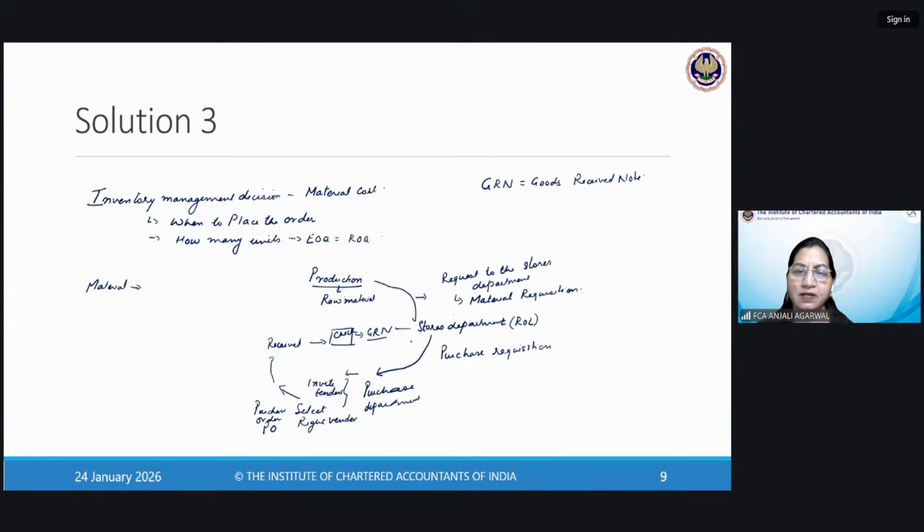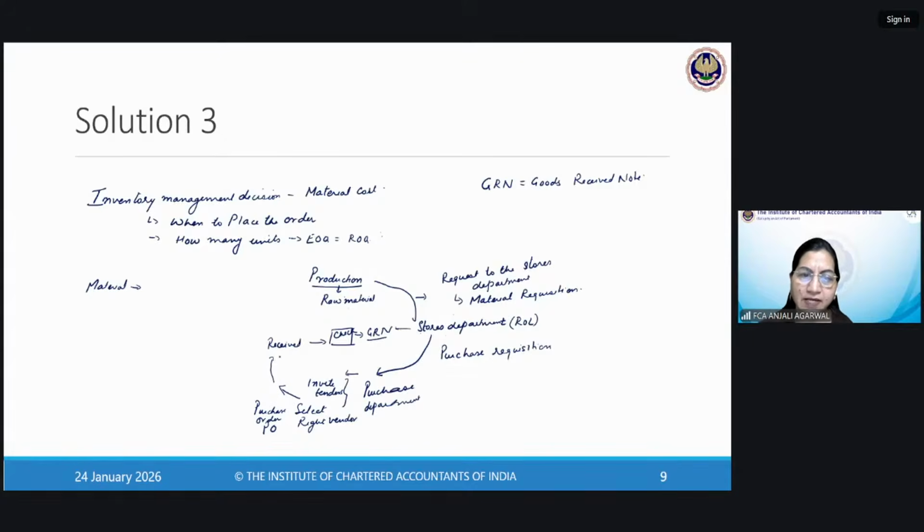Production department making a request to the stores department that we need material, which is called material request note or material requisition. Stores department, when finding that the reorder level has reached, will make a request to the purchase department, which is called purchase requisition. Purchase department will ensure that they select the right vendor, right party from whom to get the raw materials. And this department will then place an order with that vendor, which is called purchase order.